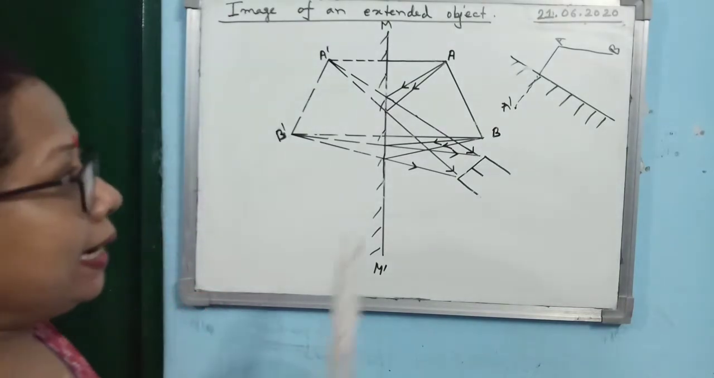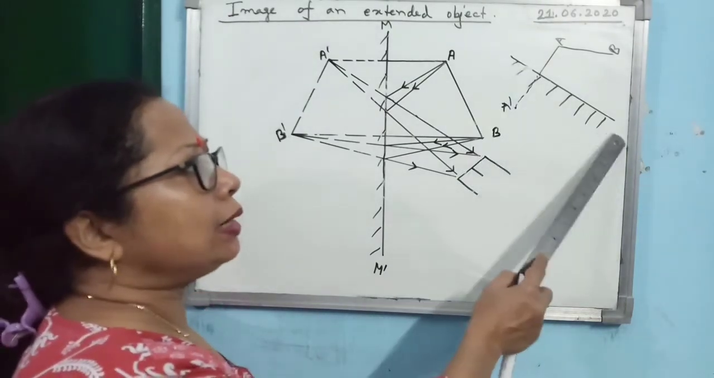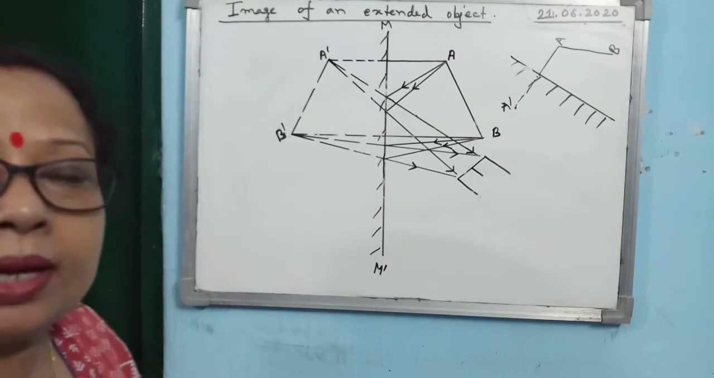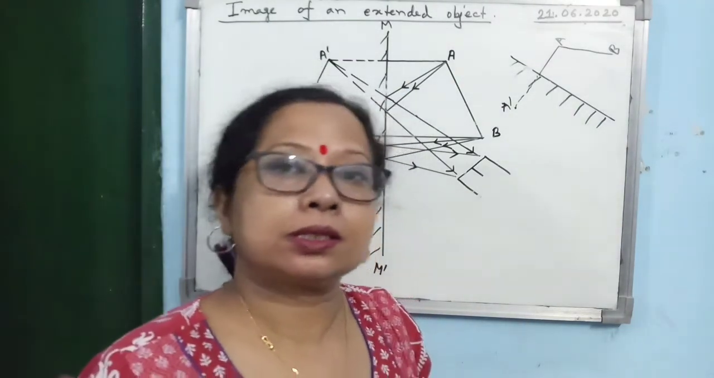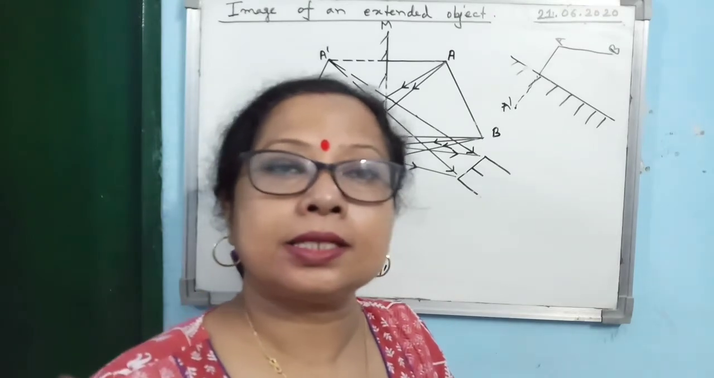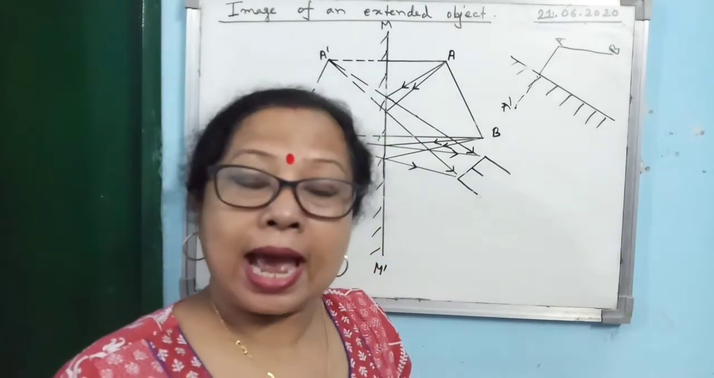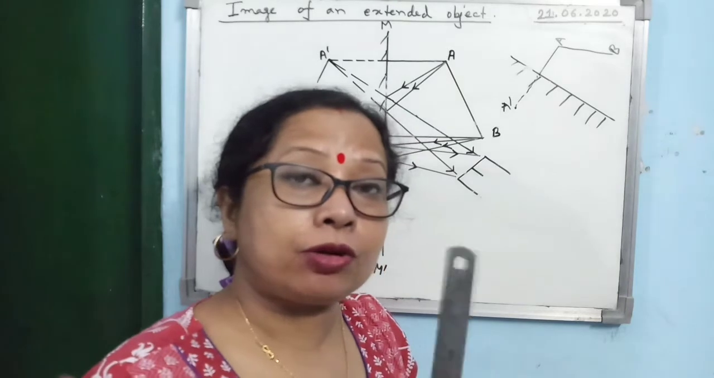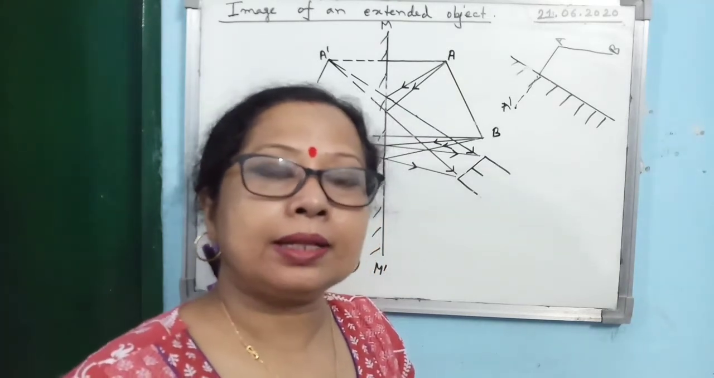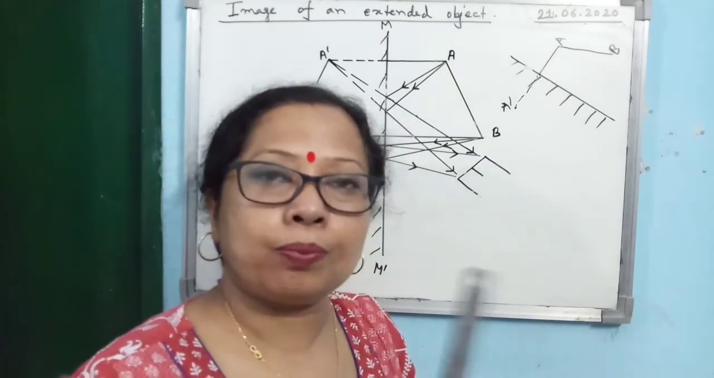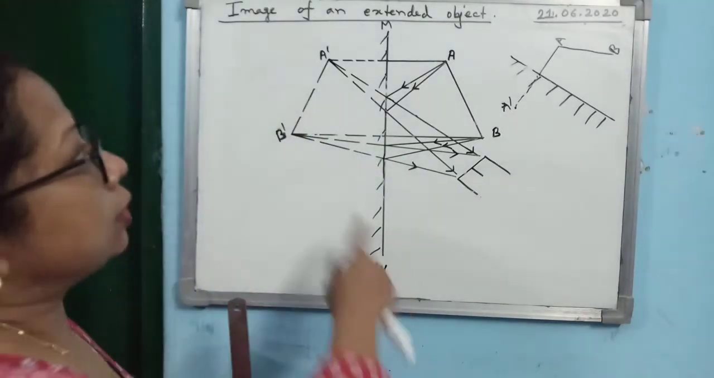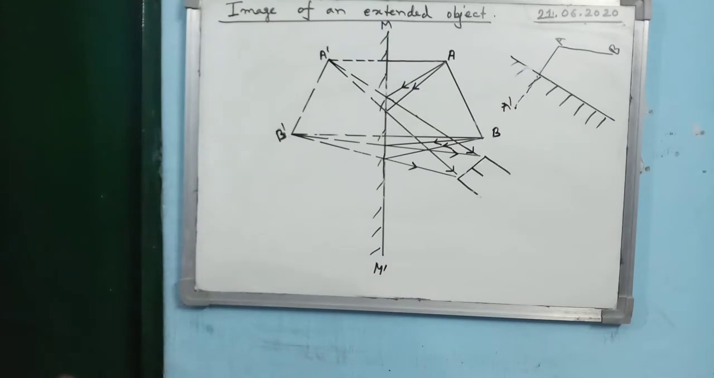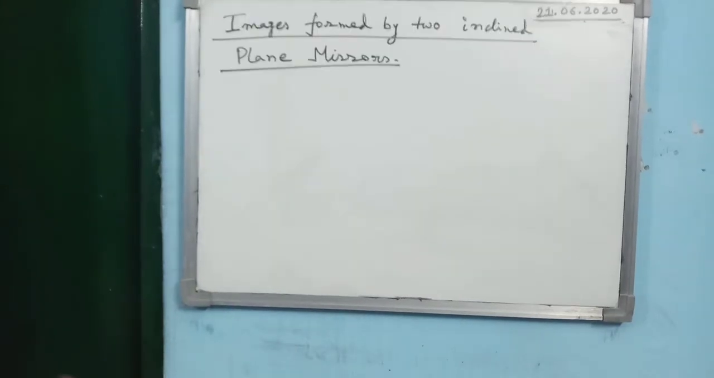Clear? So it is up to you how you take the orientation of the mirror, but you at least draw 4 images of an extended object. That is the homework given to you, and everybody should upload it after drawing the diagram. After completing the ray diagram, you should upload it in the group itself. Okay, so that you have done the homework. Okay, so this is the way you can draw the image of an extended object.